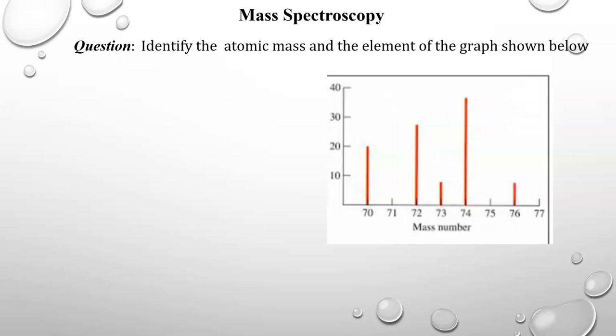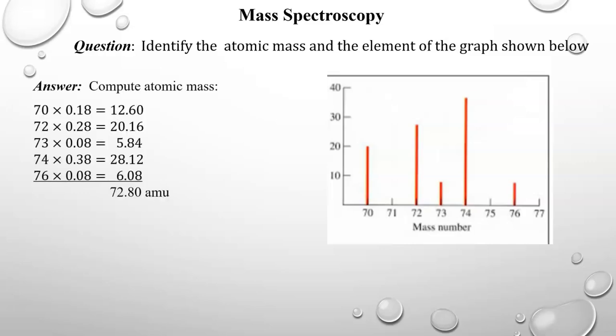So you would multiply those percentages. Remember, percentage you have to convert to a decimal number, and then you would multiply by each of those mass numbers on the bottom. So this is what you might have gotten. You have the 70 at 0.18. Okay, you might have guessed 0.19 or 0.2. 72 is 0.28. That looks about right. 73 is 0.08. Okay, a little bit below 10. And 76 is also 0.08.